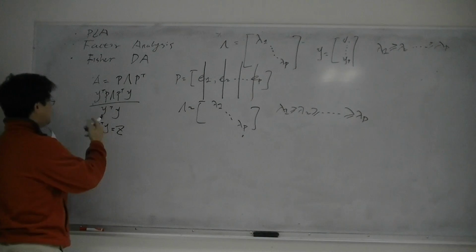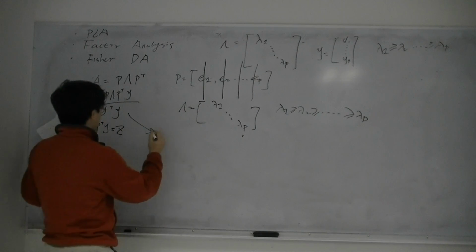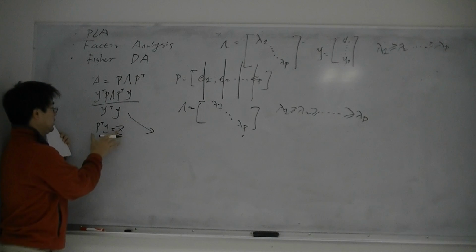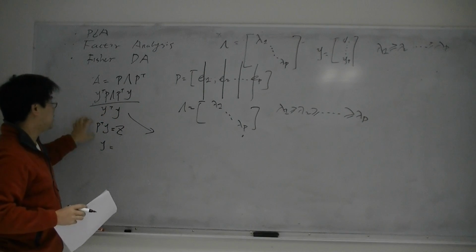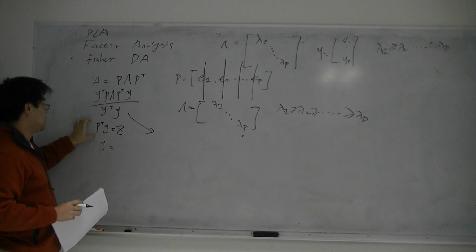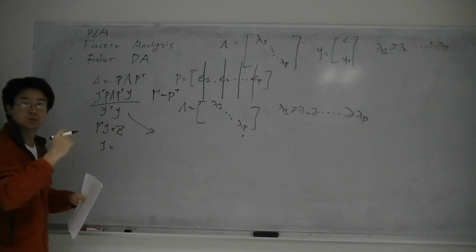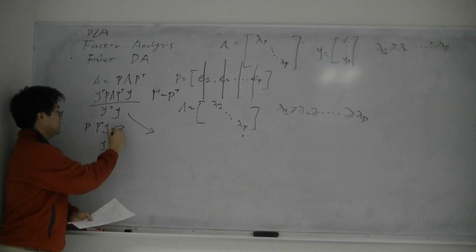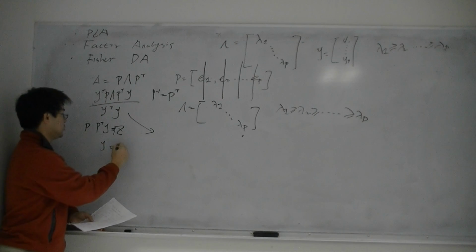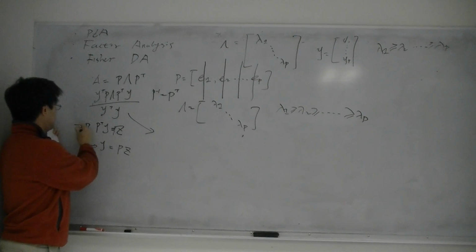And then this problem can be written as we define this. And actually, because P is a matrix of eigenvectors, P inverse is equal to P transpose. So here we can just multiply by P on both sides, and we get y is equal to Pz. So we have these two formulas.